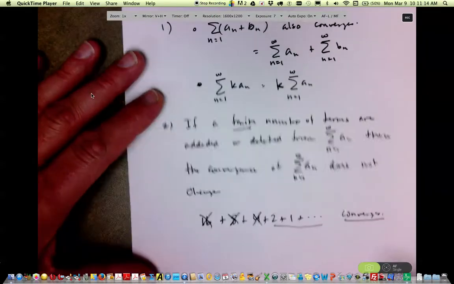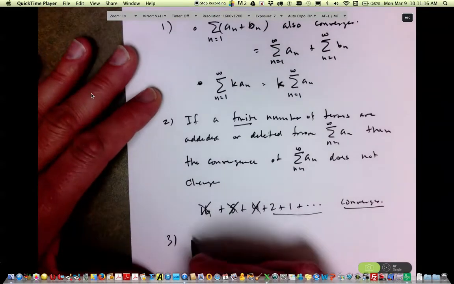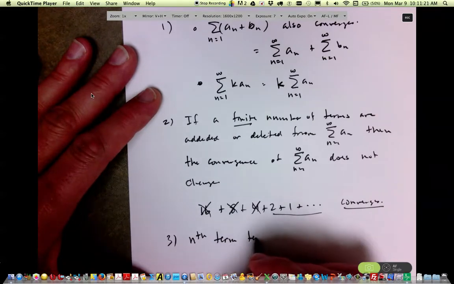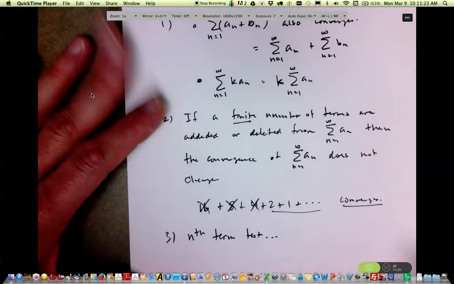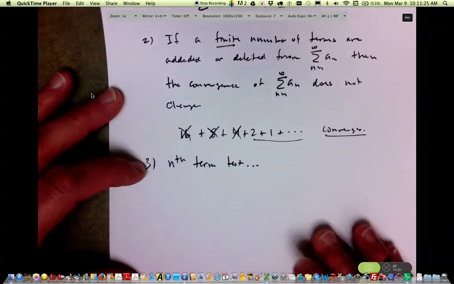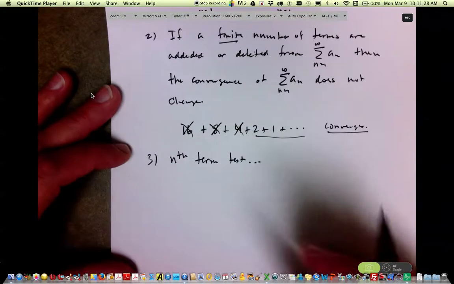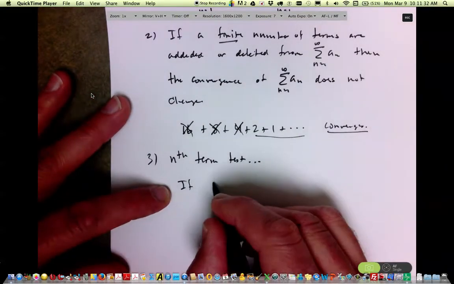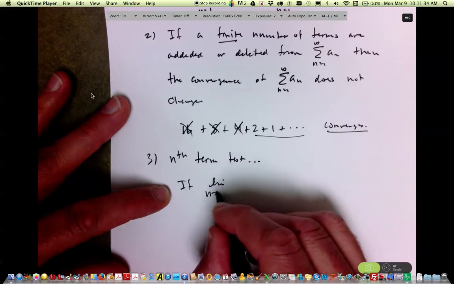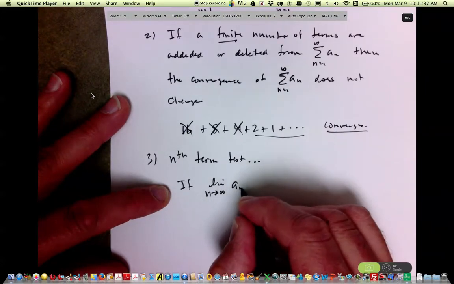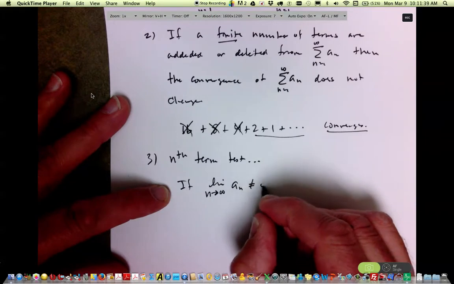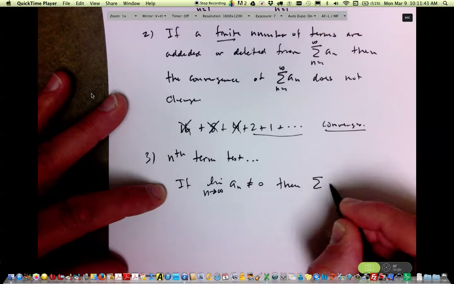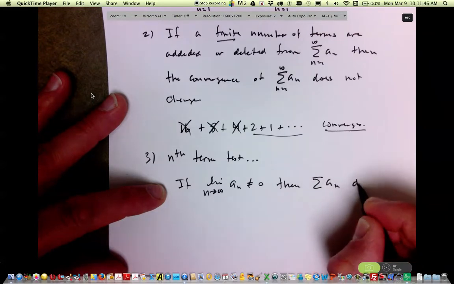The third thing here is actually what I would call the nth term test. And the nth term test says this. This is a test to see if a series is going to diverge only. And it says that if the limit as n goes to infinity of a sub n is something other than 0, then the series diverges.